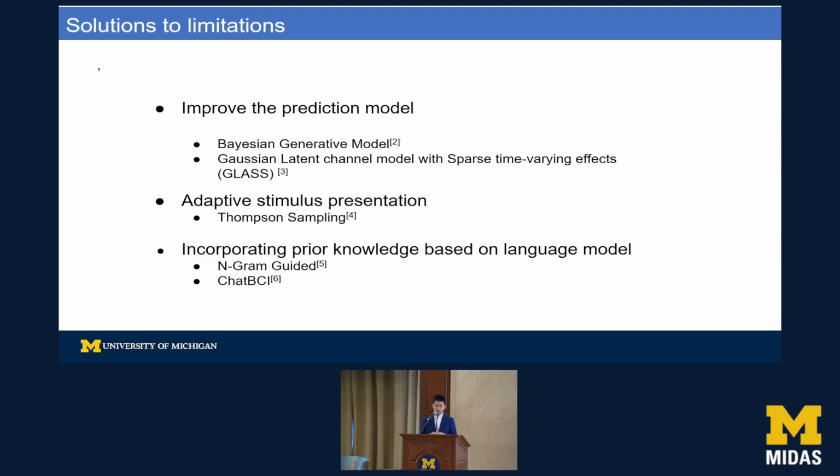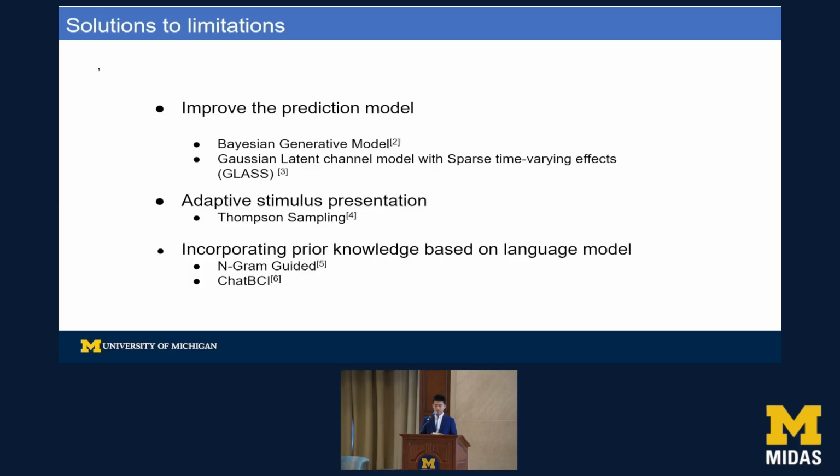Another thing is you can incorporate prior knowledge based on a language model. This is the thing I want to point out, and I think it's the future of this BCI P300 speller, where we can incorporate large language models. Previously, people have been working on using some basic language models like N-gram to help them correct the predictions.